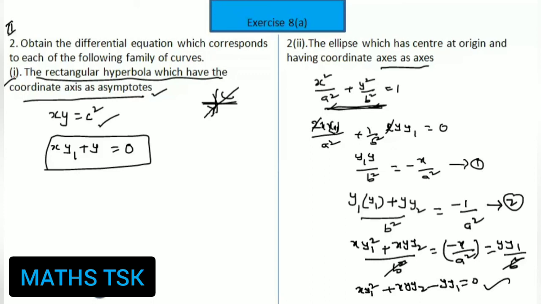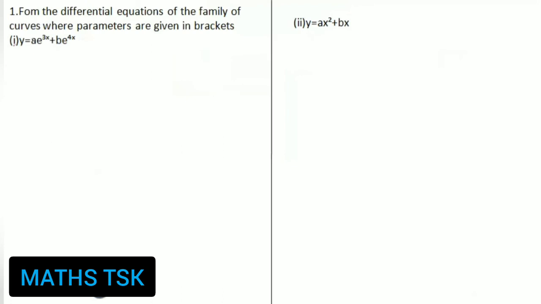Next one, go to Roman number 3, first problem. Form the differential equation of the following family of curves where parameters are given in brackets. So first equation is given. We have already done such type of problems. A into e power 3x plus b into e power 4x.